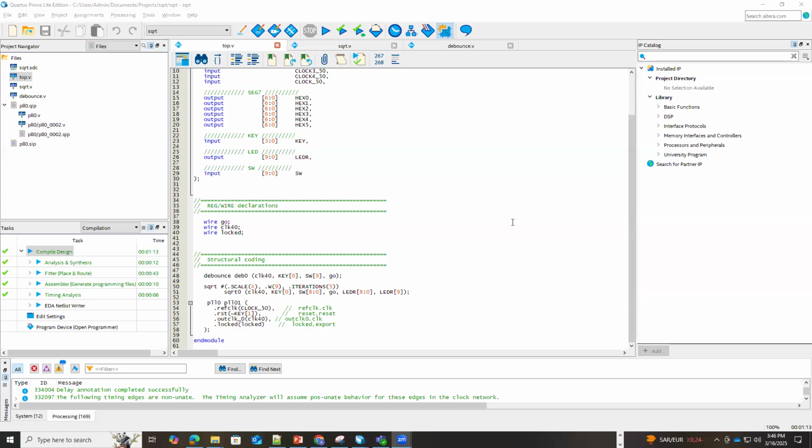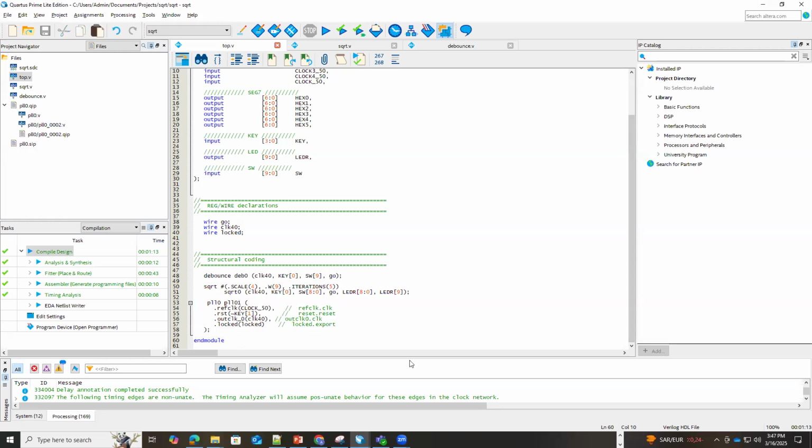In this video, I'm going to show you a demonstration of the circuit working on the FPGA after downloading the program into the FPGA fabric. We have three components in addition to the top module: the debounce, the square root, and the PLL. That's all.